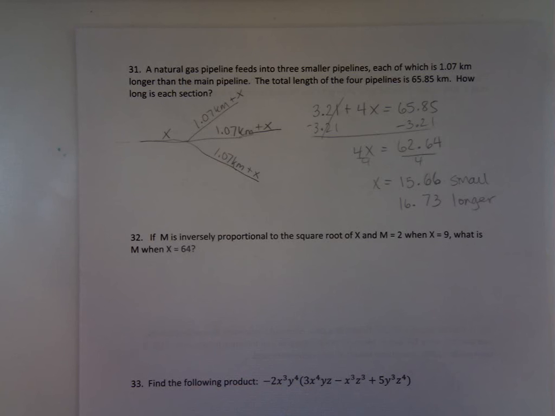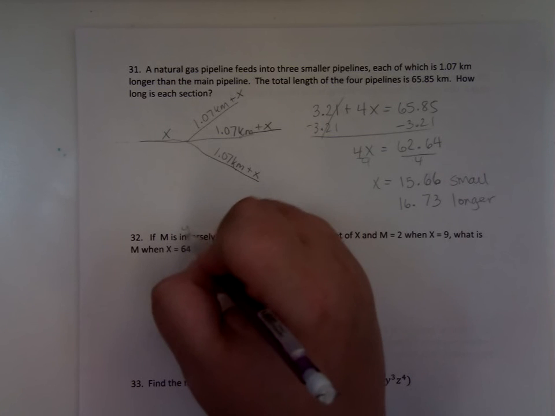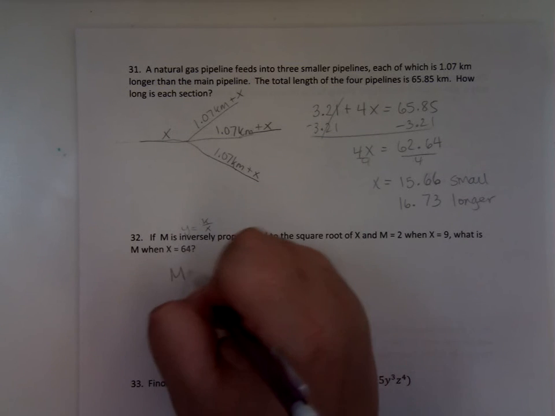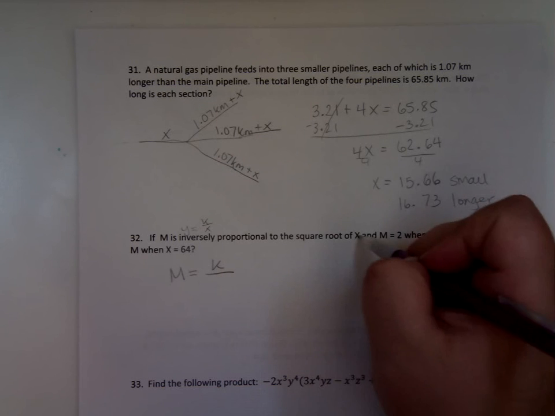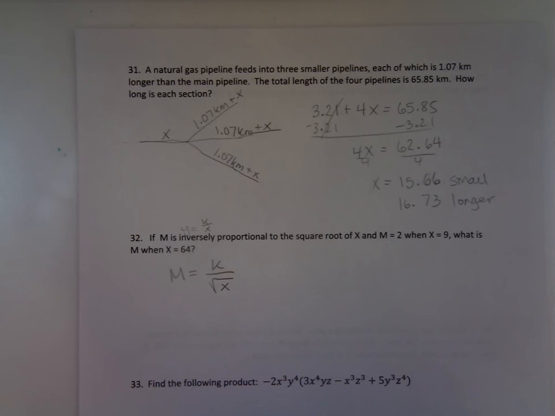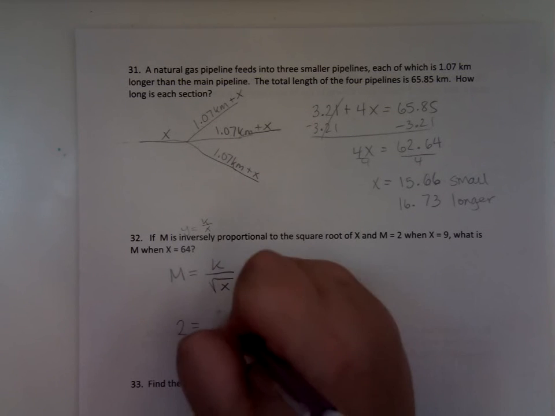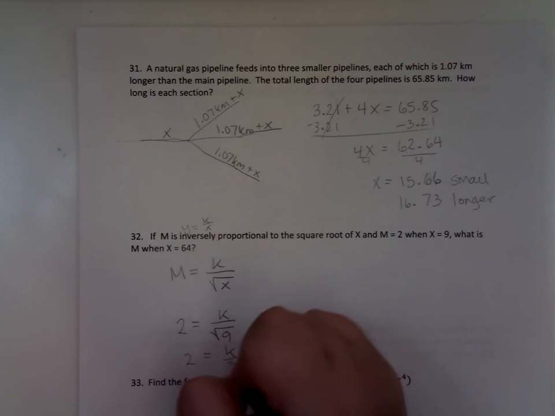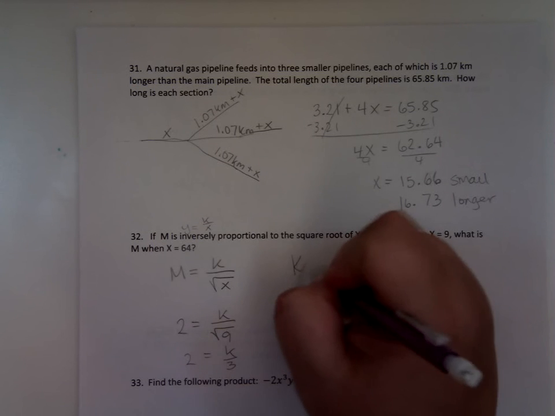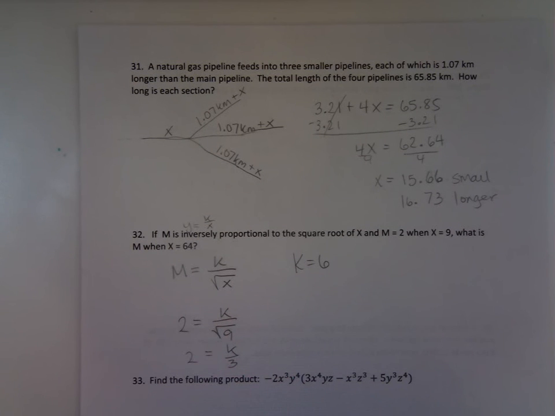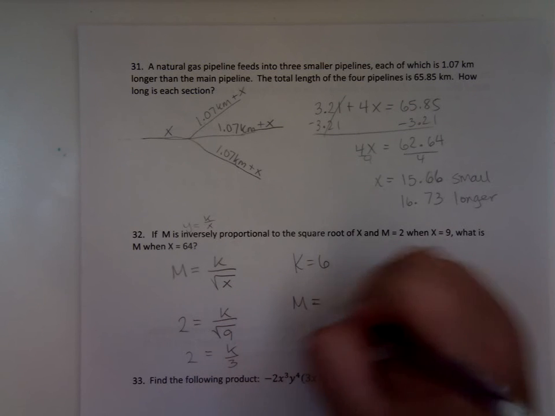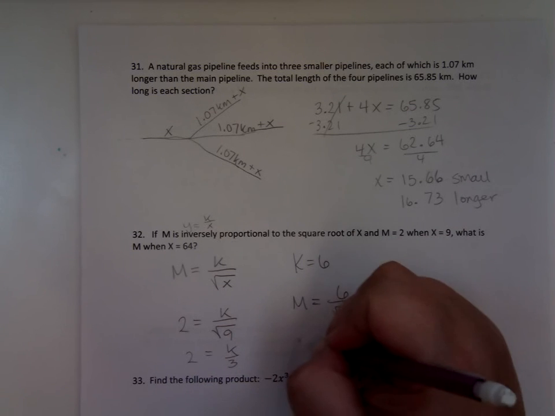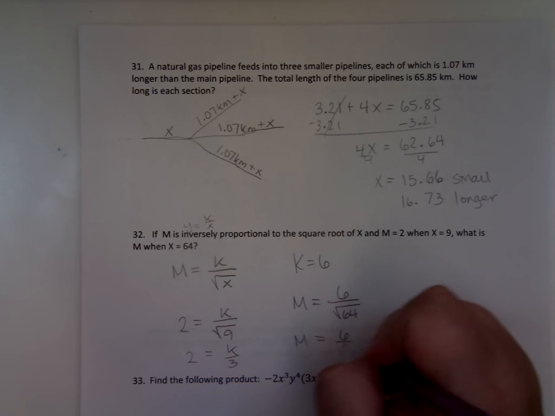Okay, and next, m is inversely proportional. So remember, that's y equals k over x. So m is inversely proportional, so k over something, to the square root of x. So m is equal to k over the square root of x. And m equals 2 when x equals 9. So 2 is equal to k over the square root of 9. So that tells us that 2 is equal to k over 3, so that k is equal to 6. So what is m when x is equal to 64? So m is equal to 6 over the square root of 64. So that's going to tell us that m is equal to 6 over 8, which reduces down to 3/4.